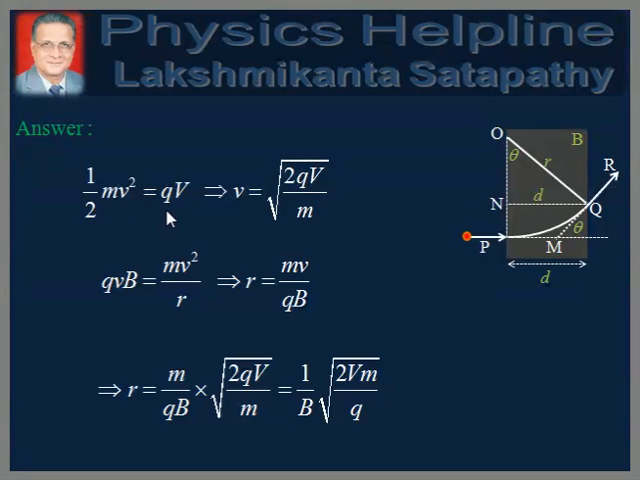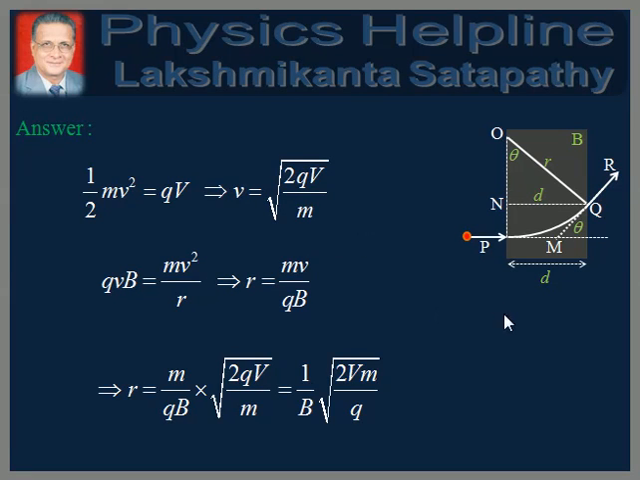When a particle of charge q is accelerated through a potential difference V, then the kinetic energy gained is equal to qV. If m is the mass of the charged particle and v be its final speed, then its kinetic energy half mv squared is equal to qV, which gives v is equal to root over 2qV by m.